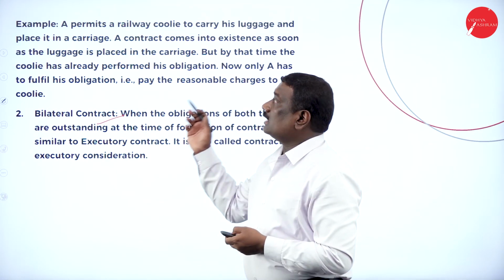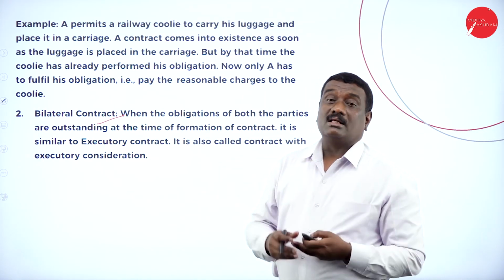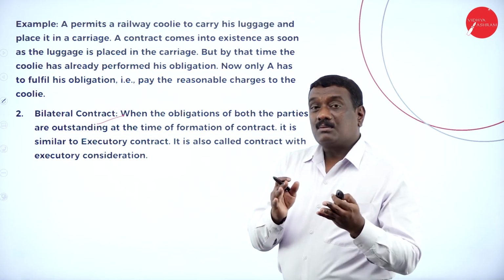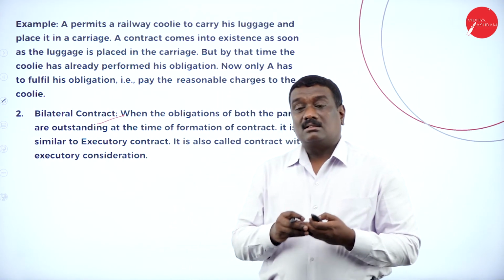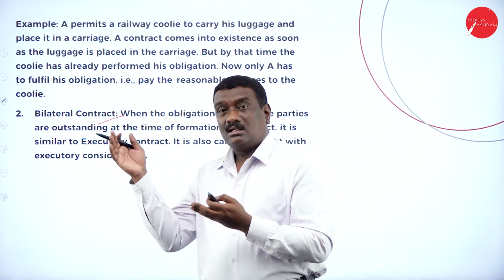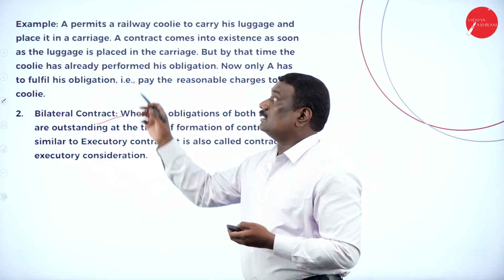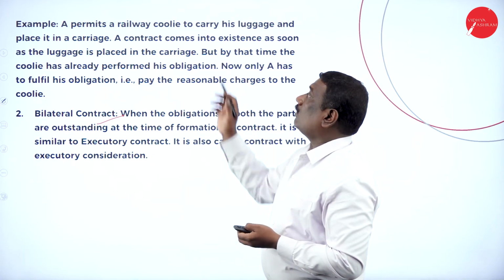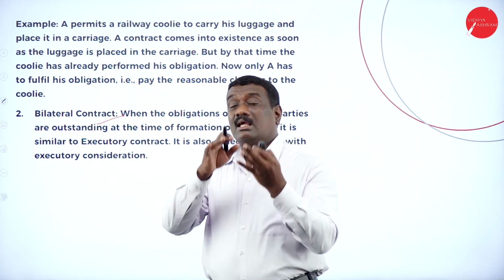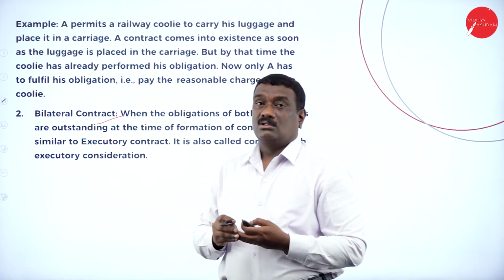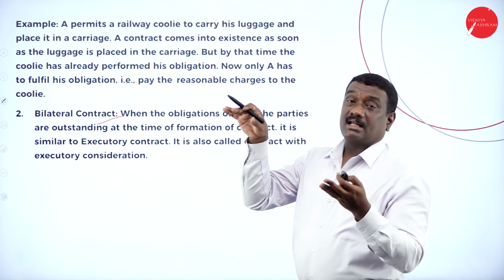For example, you can see here, A permits the railway coolie to carry his luggage and place it in that particular carriage. So A is asking the coolie, where he is working, to take the parcel or the luggage and place it in the carriage. Here A's contract comes into existence as soon as the luggage has been placed. It will come into force as the luggage has been placed in the carriage.